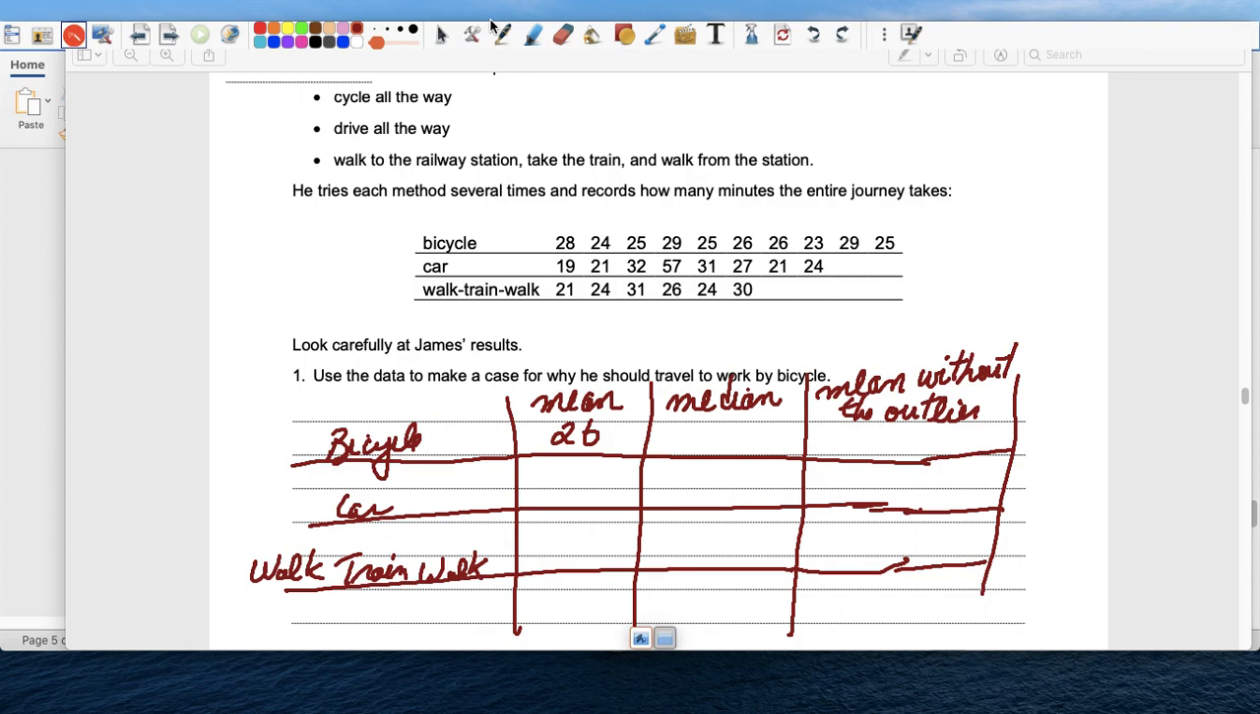Car: 19 plus 21 plus 32 plus 57 plus 31 plus 27 plus 21 plus 24. Enter, 232, divided by 1, 2, 3, 4, 5, 6, 7, 8. So 232 divided by 8, we get 29.